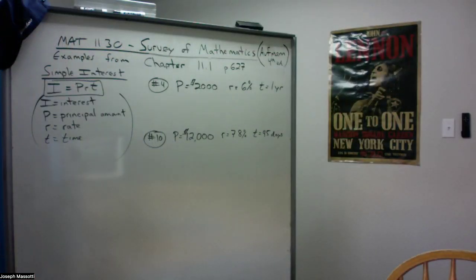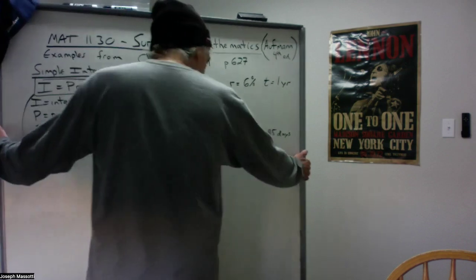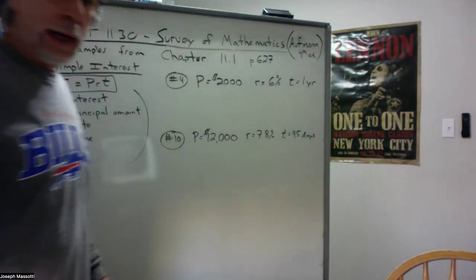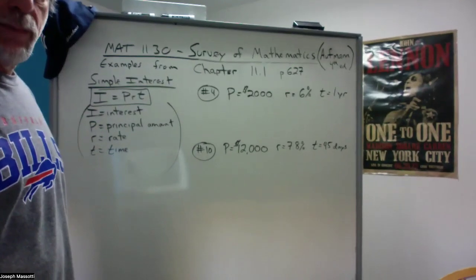Okay, we're on to chapter 11 here. A couple of examples from 11.1 having to do with simple interest.